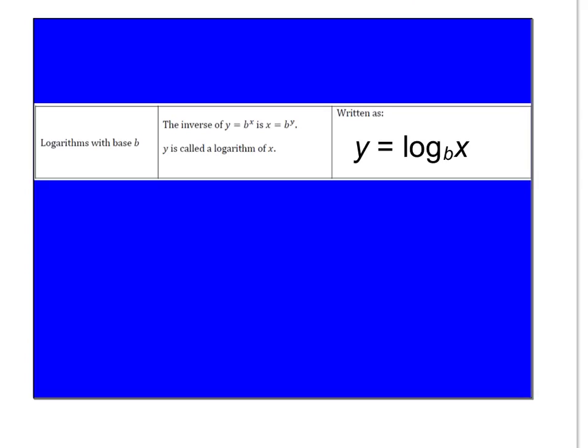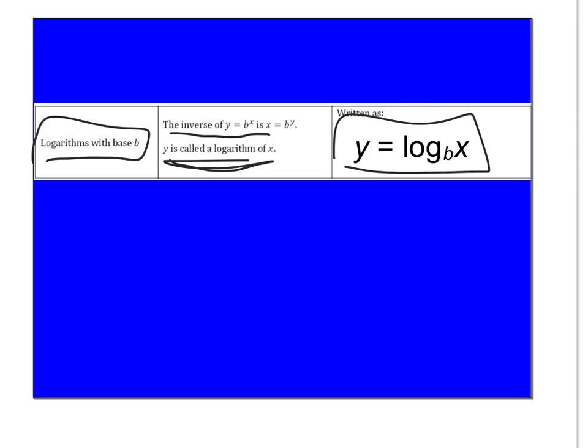So a logarithm is just that. A logarithm with base b is the inverse of y equals b to the x, which is x equals b to the y. This is called a logarithm, and it's written like this: log base b of x equals y. It's like saying b to the y equals x. Log is just there to say that this is going to be an exponent.